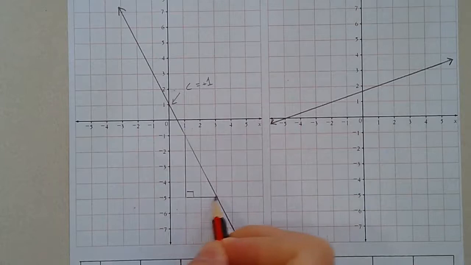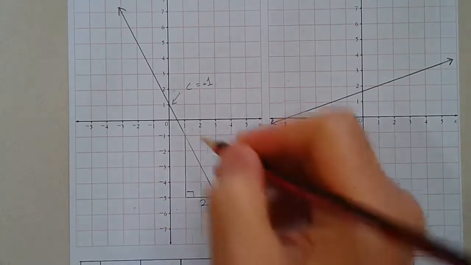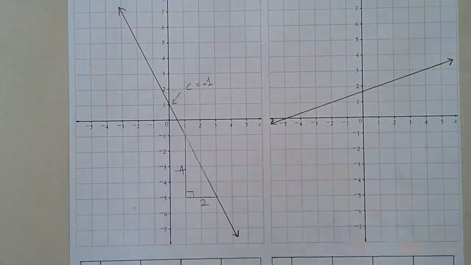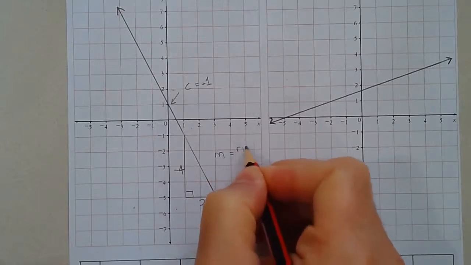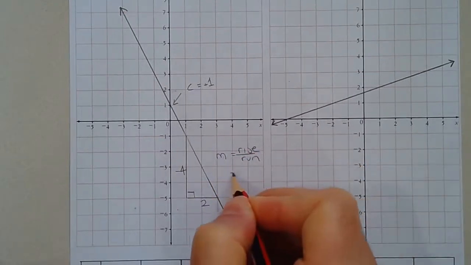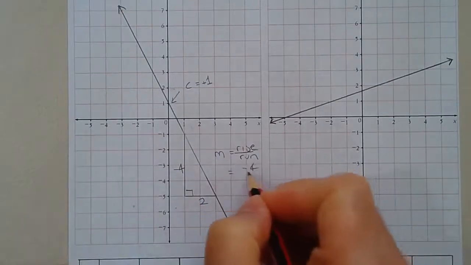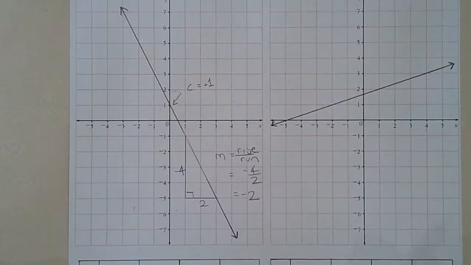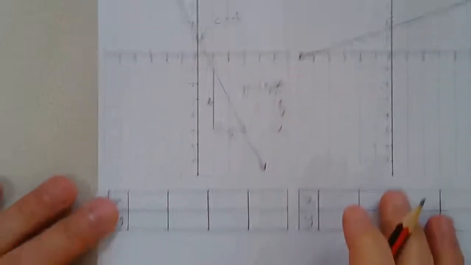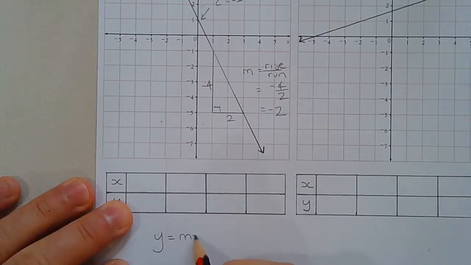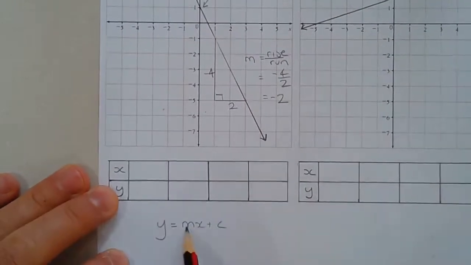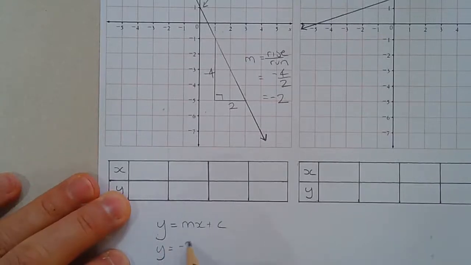The run is 2. We've got 2 squares across. The fall is negative 4. So m is equal to rise over run, which equals negative 4 over 2, which equals negative 2. We now have enough information to write the equation of the line. I might just write the general formula first: y equals mx plus c. We have the m, we have the c. So y is equal to negative 2x plus 1.